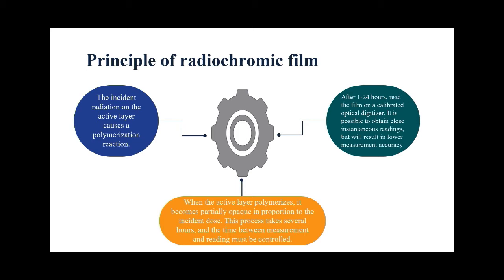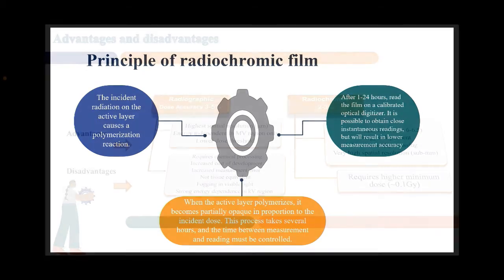Principle of radiochromic film. The incident radiation on the active layer causes a polymerization reaction. When the active layer polymerizes, it becomes partially opaque in proportion to the incident dose. This process takes several hours, and the time between measurement and reading must be controlled. After 1 to 24 hours, read the film on a calibrated optical digitizer. It is possible to obtain close to instantaneous readings, but this will result in lower measurement accuracy.